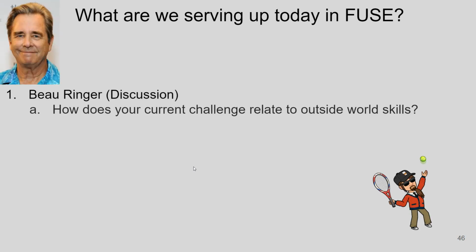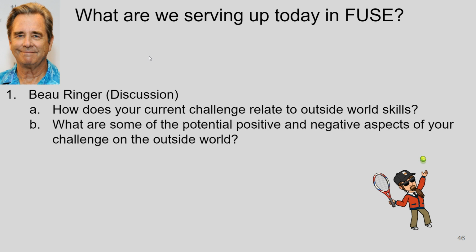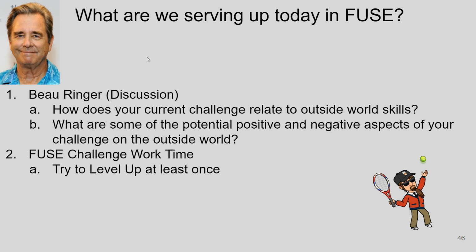Okay, what are we serving up today in Fuse? We're going to start with our bell ringer. That's Bo Bridges up there. Trying to have some of that diversity of all sorts, so getting a male in here for our bell ringer. How does your current challenge relate to the outside world skills? What are some of the potential positive and negative aspects of your challenge on the outside world? Then, of course, you're going to have Fuse Challenge Work Time, where you want to try to level up at least once. And we'll have our exit ticket.